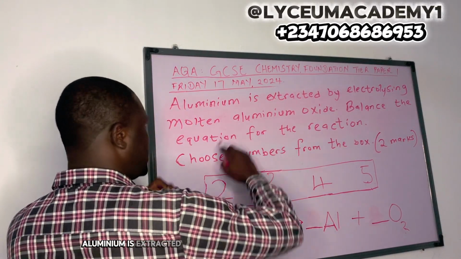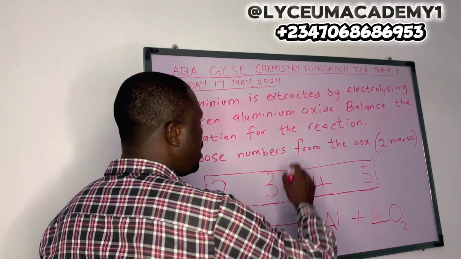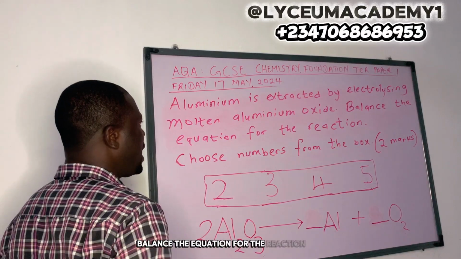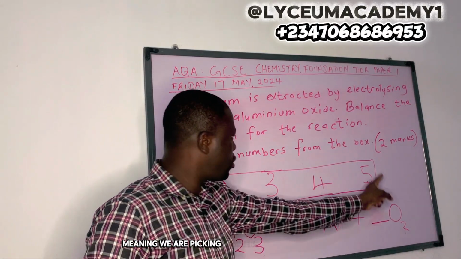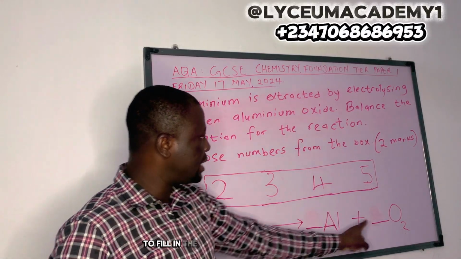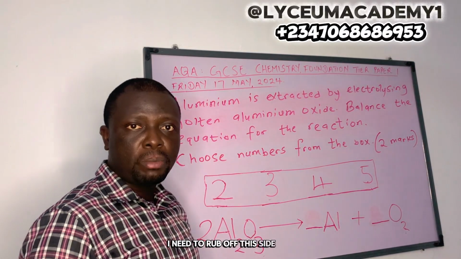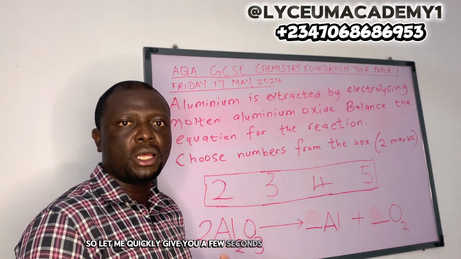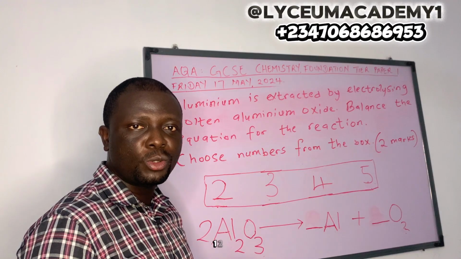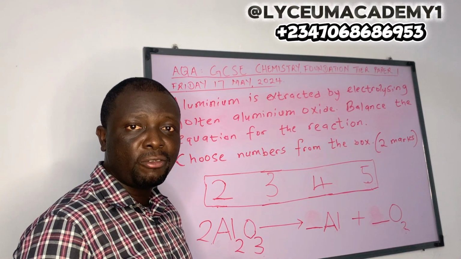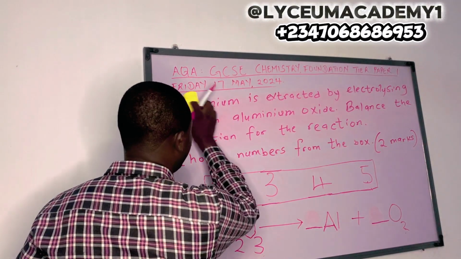Aluminium is extracted by electrolyzing molten aluminium oxide. Balance the equation for the reaction. Choose numbers from the box, meaning we are picking numbers from this box to fill in the gaps that we have here. I need to rub off this side, so let me quickly give you a few seconds to copy the question. 1, 2, 3, 4, 5, 6, 7.